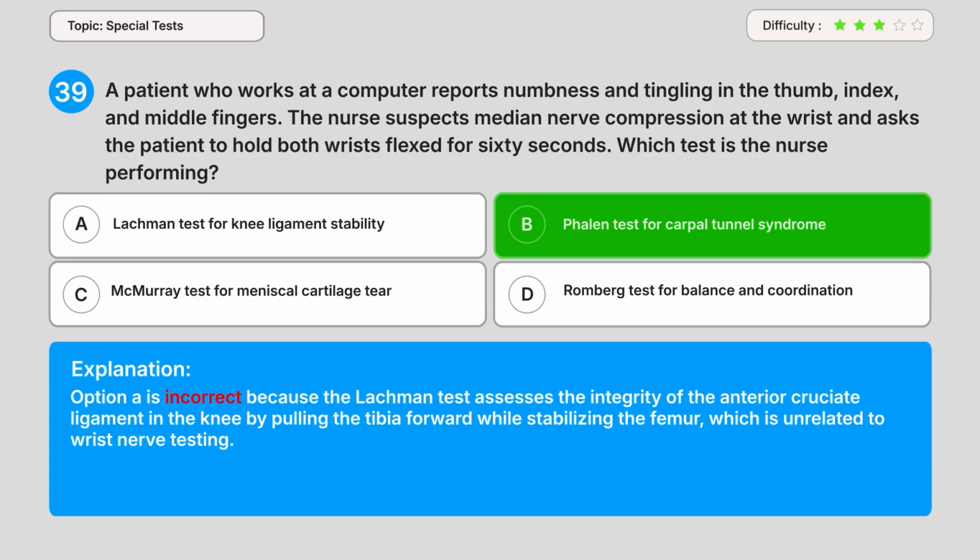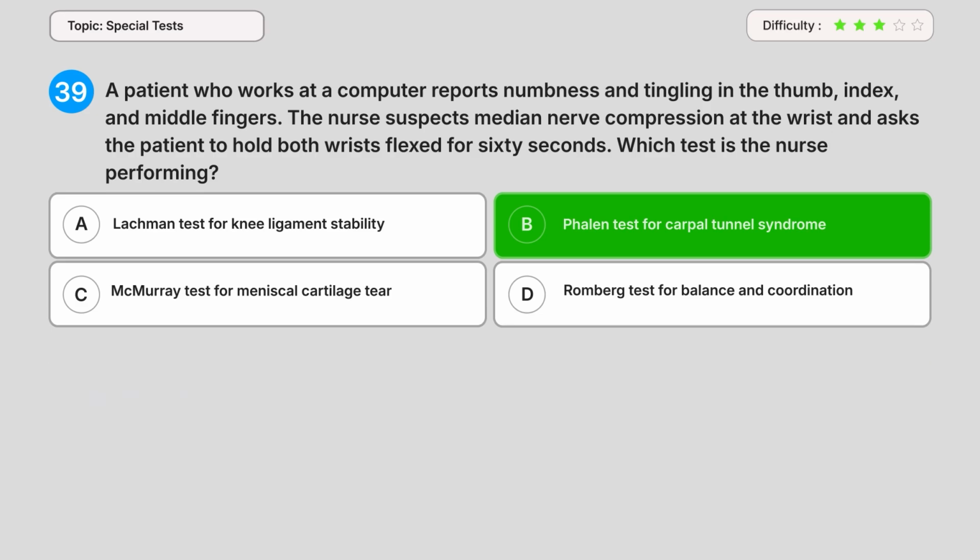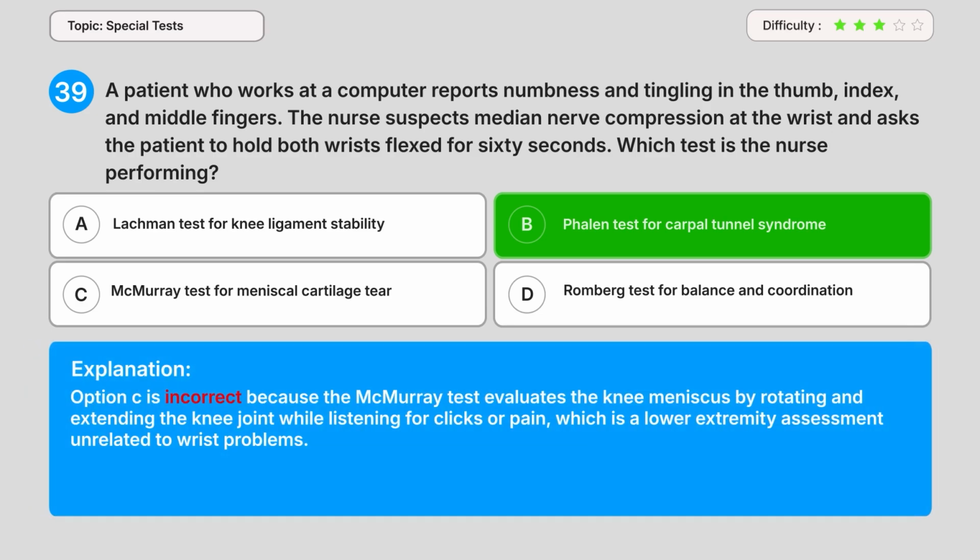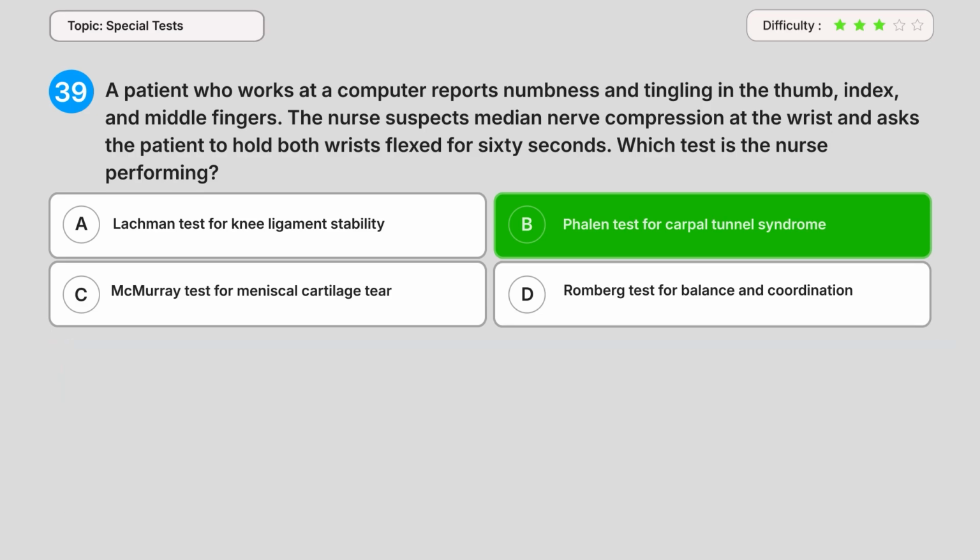Option A is incorrect because the Lachman test assesses the integrity of the anterior cruciate ligament in the knee by pulling the tibia forward while stabilizing the femur, which is unrelated to wrist nerve testing. Option C is incorrect because the McMurray test evaluates the knee meniscus by rotating and extending the knee joint while listening for clicks or pain, which is a lower extremity assessment unrelated to wrist problems.